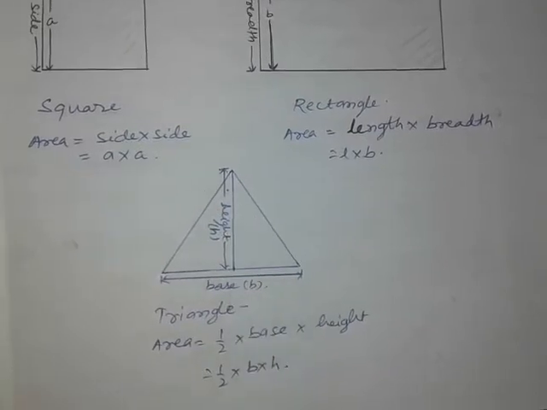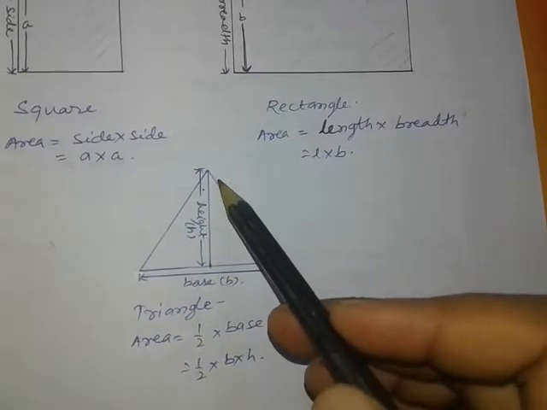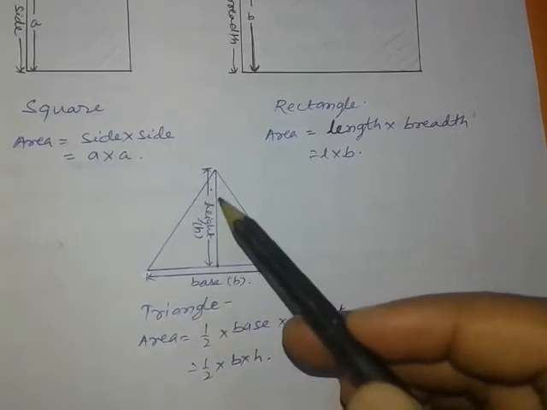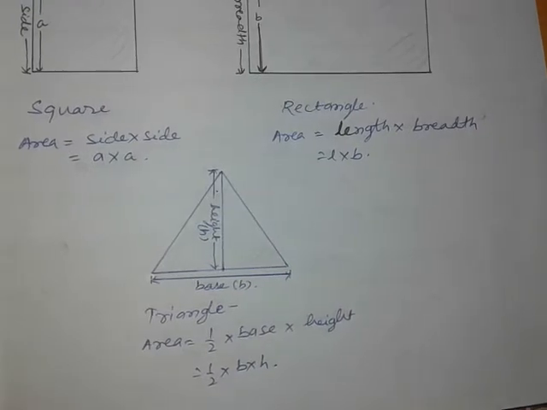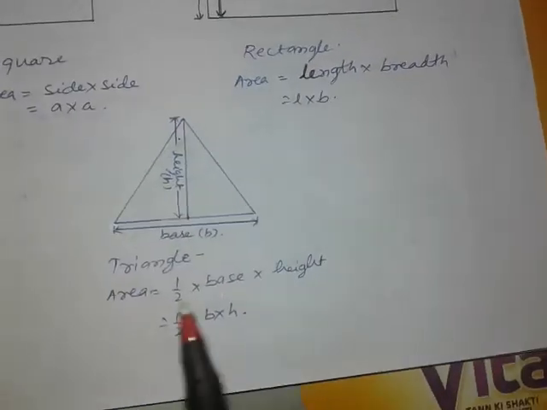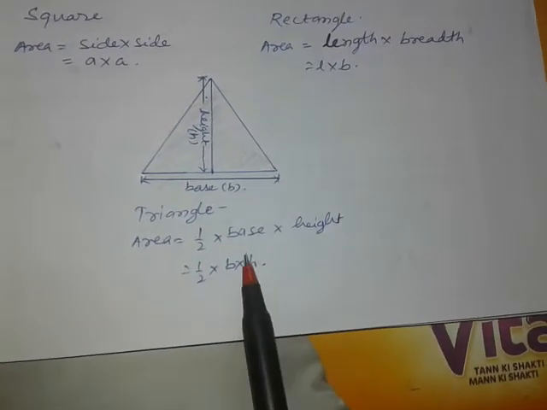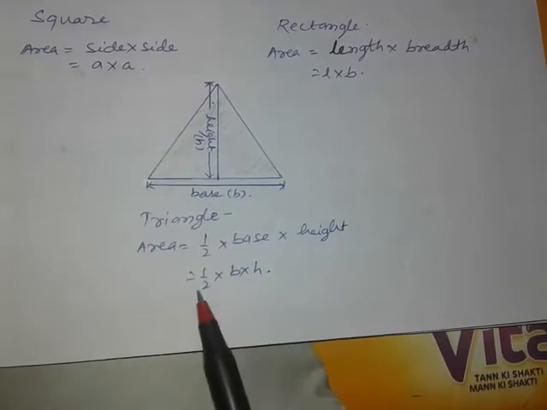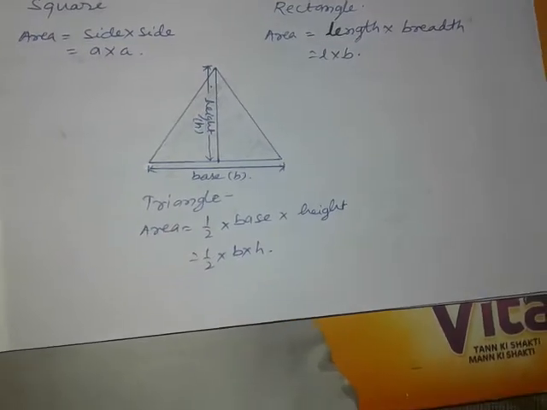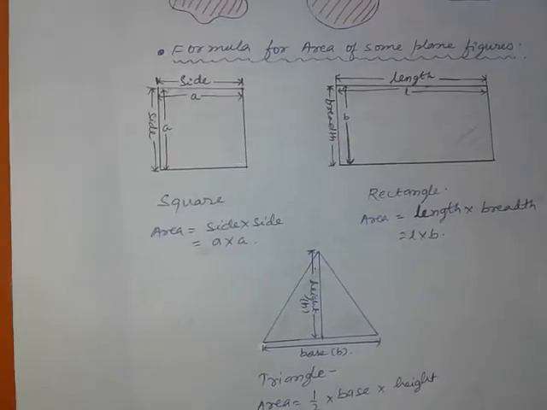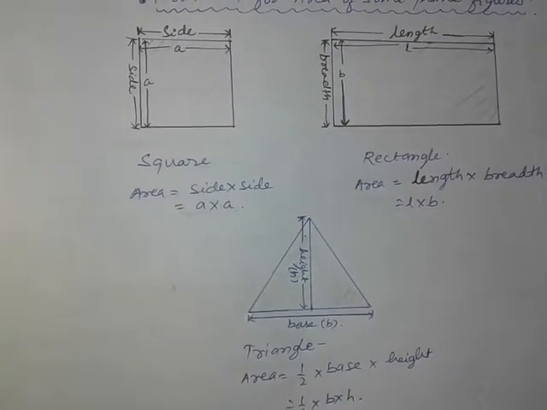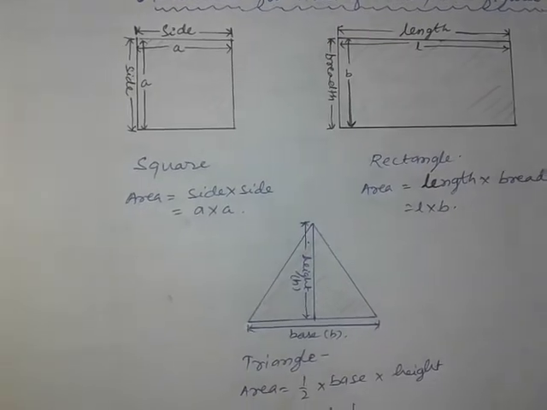Now this is a triangle, and the area is the space enclosed inside its boundary. Here this is the height, and this one is the base. The area of a triangle is half into base into height, that is half into B into H, B for base and H for height. Like this you can find the area of plane figures using the formulas, which you have to use in the exercise also. Now we go ahead.